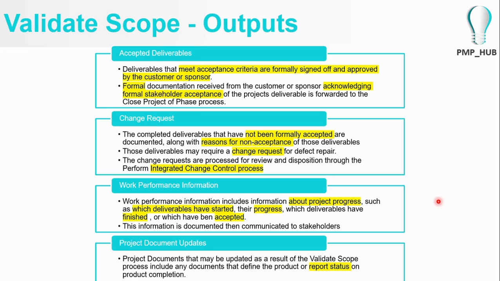So the output will obviously be the formally signed, approved acceptance by the customer. There can be formal documentation, and obviously we sign certain UAT document acknowledging the customer's formal acceptance. And these documents will obviously be transferred to the closed phase of the project, which I spoke to.